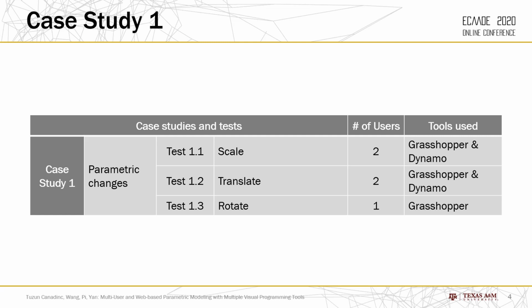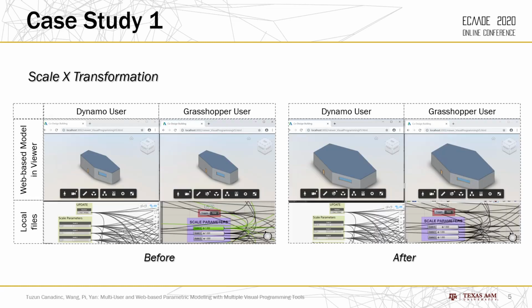Two case studies were conducted on a simplified residential building model. In case study 1, two simulated users, a Grasshopper and a Dynamo user, tested the parametric capabilities on transformations including scaling, translation, and rotation of the shared web-based model. The experiments showed that any change in scale or translate parameters by any user resulted in a parametric change in both users' web-based models simultaneously.